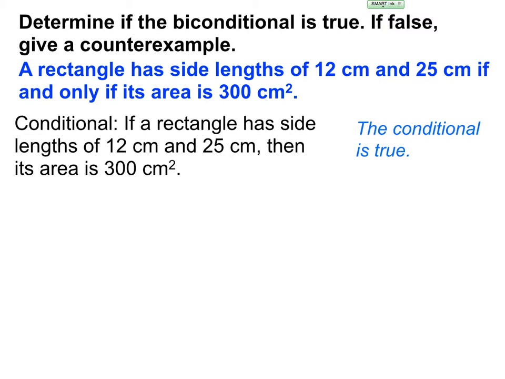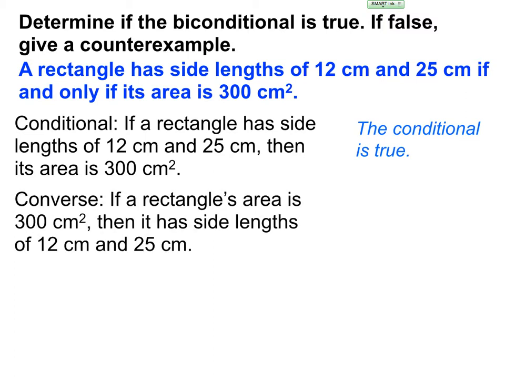You probably need to get rectangle in there somewhere. But if the rectangle's area is 300 square centimeters, then it has side lengths of 12 by 25. So think of rectangles that have areas of 300 square centimeters. True or false that it's a 12 by 25? False. Got a counterexample? Okay, a rectangle that's 30 by 10 would have that area, but not be what it says.